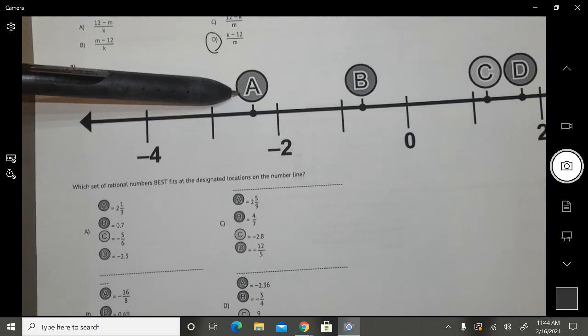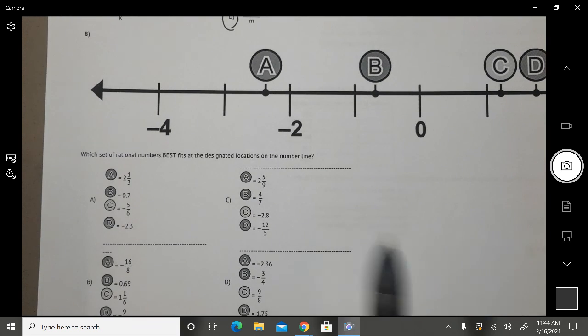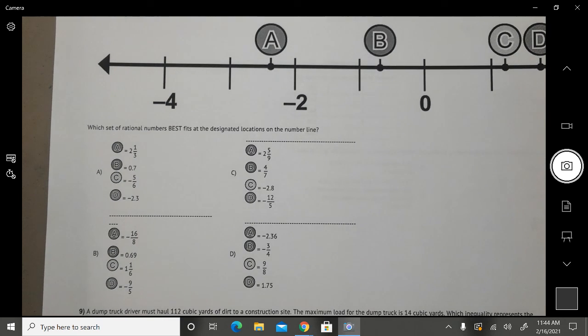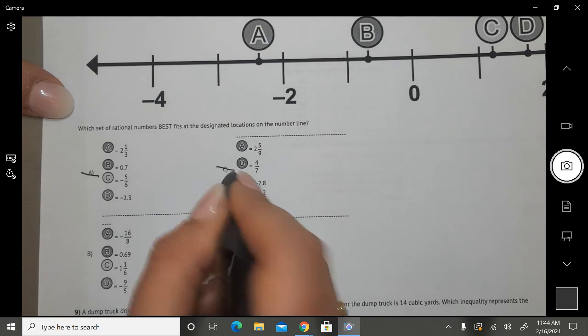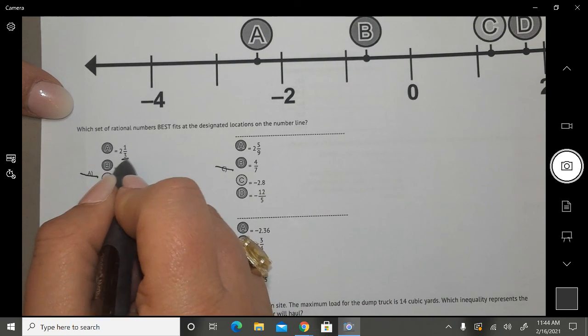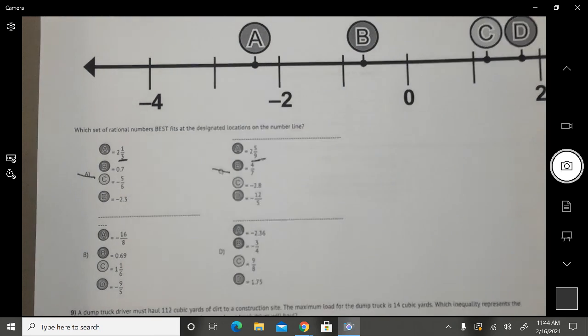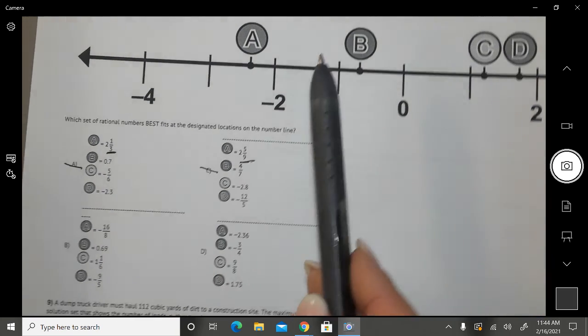Is point A going to be a negative or a positive? It's going to be a negative because it's between -2 and -4. So what answer choices can you get rid of right off the bat? You can get rid of A and C because both have A as positive, and we're looking for a negative A. Okay.